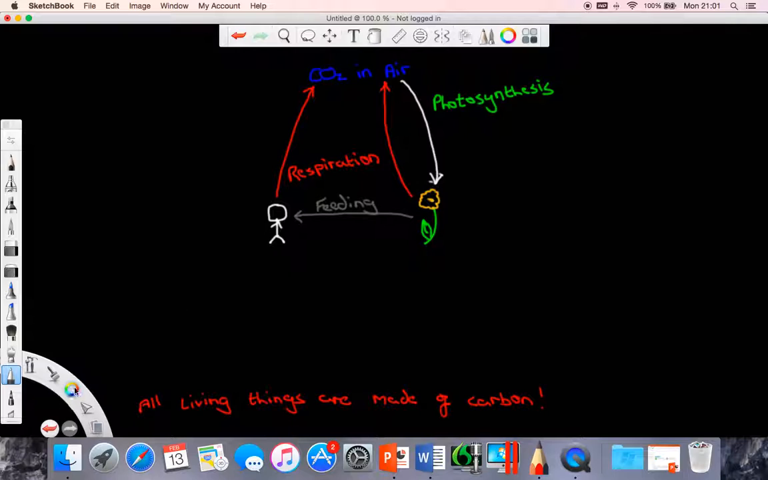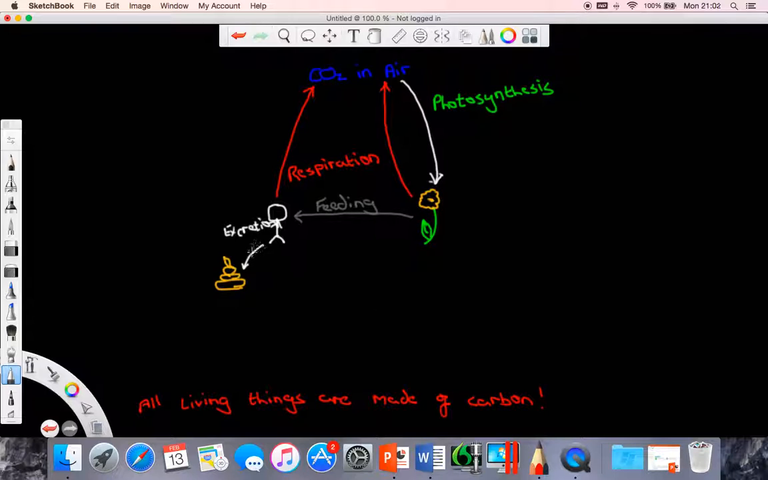Now, as we said earlier, animals also excrete, okay? Basically they have a poo. So if we draw a nice turd here, this is a form of releasing carbon called excretion. And it's basically having a wee or having a poo, okay?